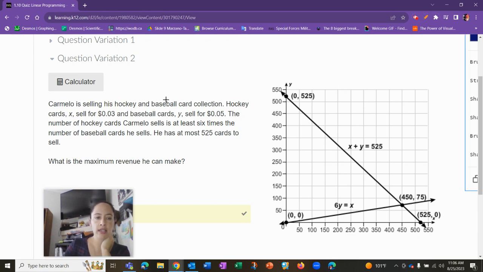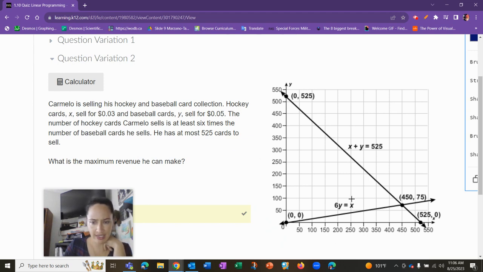If you didn't have this here, you would have to just read it and try your best. So Carmelo is selling his hockey and baseball card collection. Hockey cards X sell for 3 cents. I'll type that in a second. Baseball cards Y sell for 5 cents. The number of hockey cards Carmelo sells is at least 6 times the number of baseball cards. So that's this one. So X is at least... So that's X. We've got to be careful with the variables.